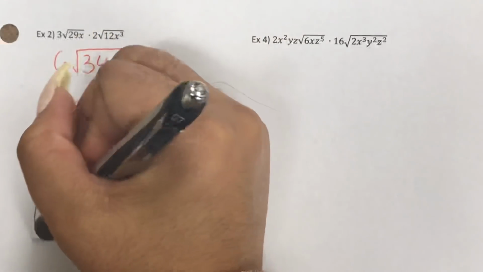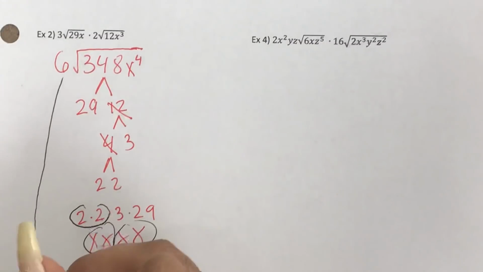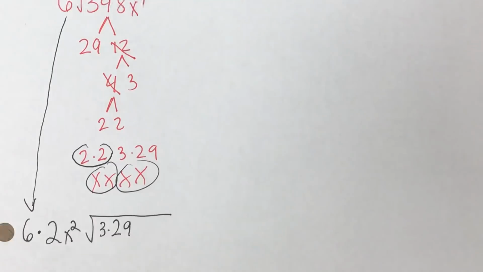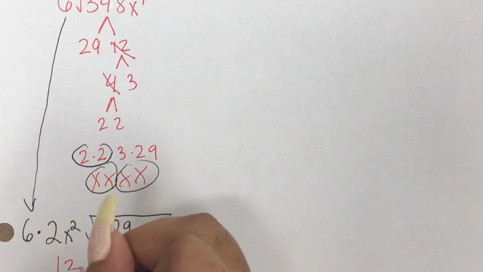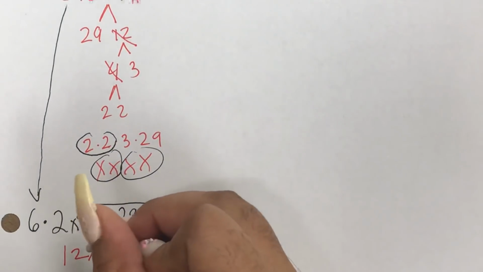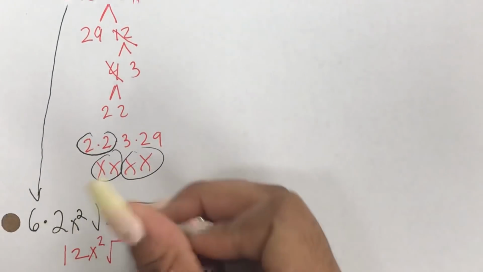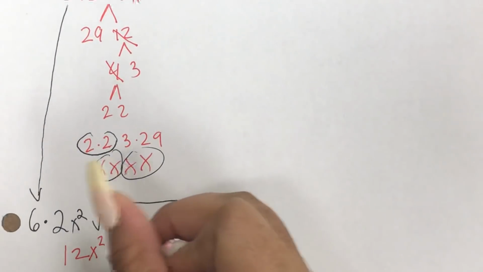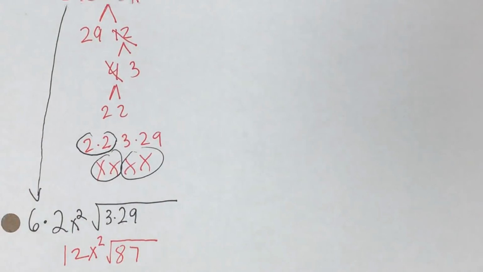Then you had this 6 that was in front of everything. Now remember to bring that down. So you're going to multiply 6 times 2, 12, x squared. Now multiply the inside. 12x squared times the square root of 87 will be your answer.